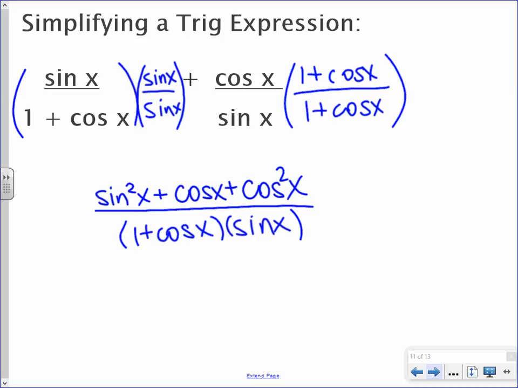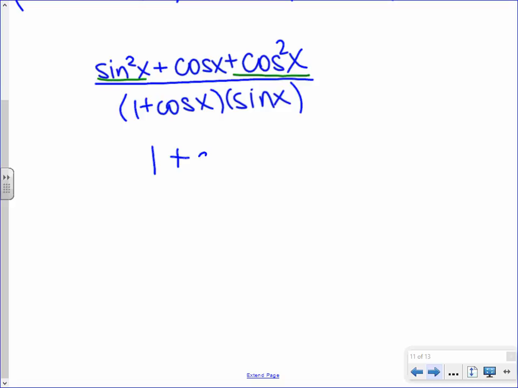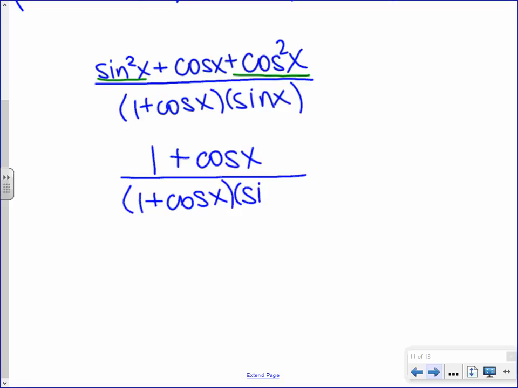All right, look at that fraction in the numerator. Do you see anything that jumps out at you? Carolyn? Sine squared x plus cosine squared x equals 1. Yes, we have sine squared plus cosine squared equals 1. That is going to pop up a lot. You need to really get used to recognizing it, okay? So what we have is 1 plus cosine of x all over 1 plus cosine of x times sine of x.